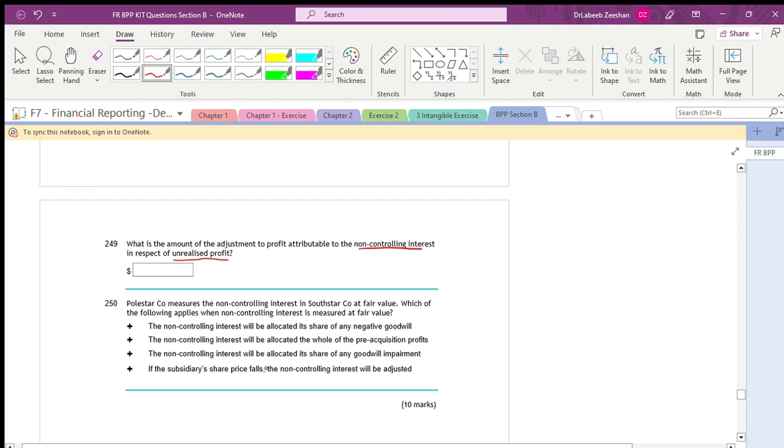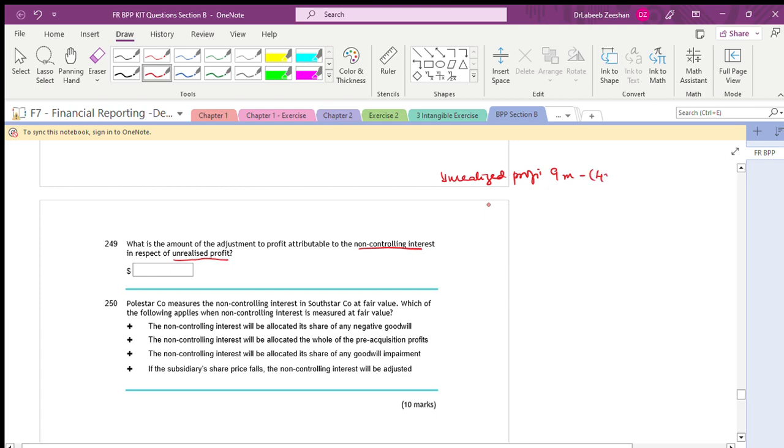How much is the unrealized profit? I will write a little bit. What is the unrealized profit? How much have they taken? They have 9 million. Fine. 9 million. What is the processing cost?